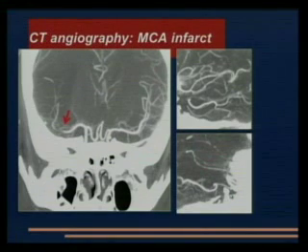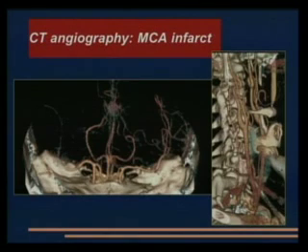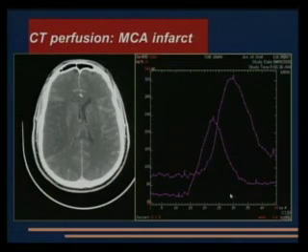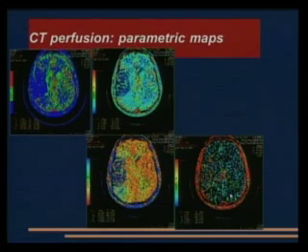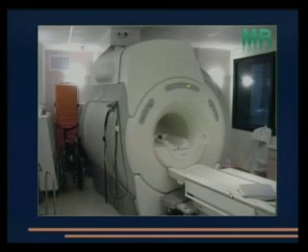And we have an example. There is a narrowing of the MCA. This is in 3D. And you have here the perfusion. These are the curves. This is the normal side, and this is the side of the occlusion. And here you have the cerebral blood flow, volume, mean transit time, and K-trans.